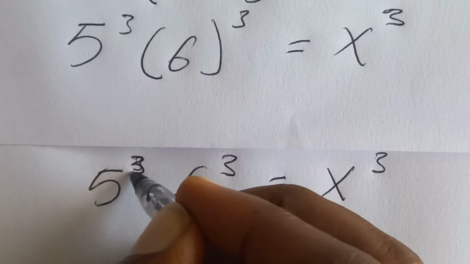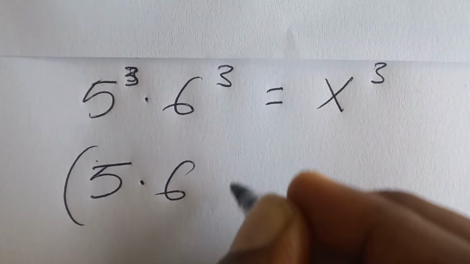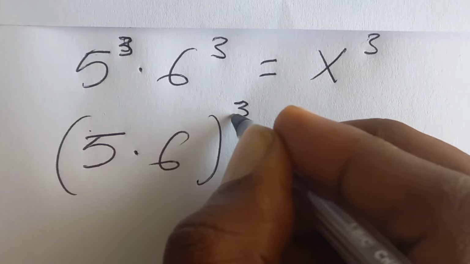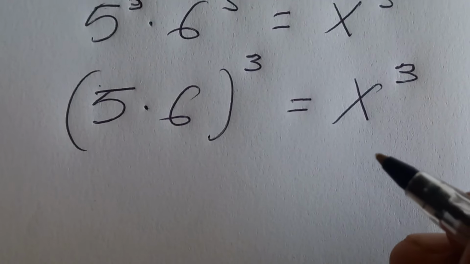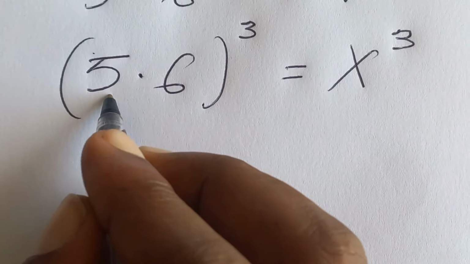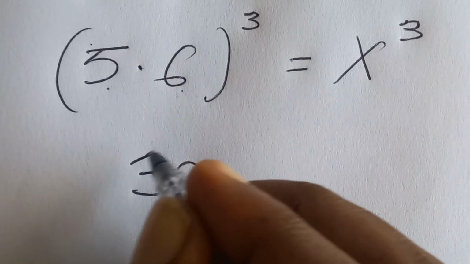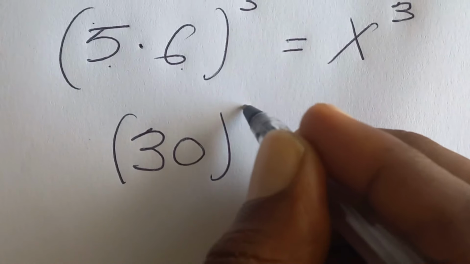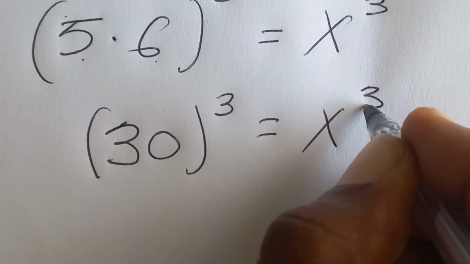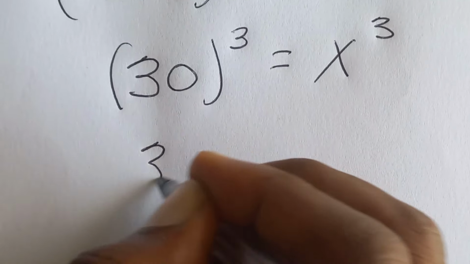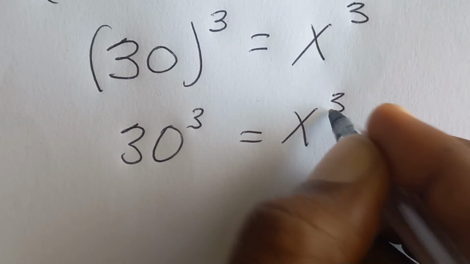The exponents are common. So we can say that 5 multiplied by 6, into bracket exponent 3, is equal to x exponent 3. Okay. Now 5 times 6, you are getting 30. So it will be 30 exponent 3, which is equal to x exponent 3. So from here, we say that 30 exponent 3 is equal to x exponent 3.